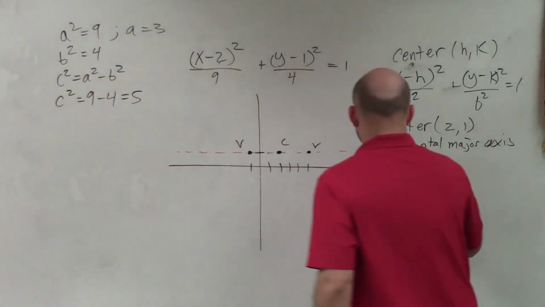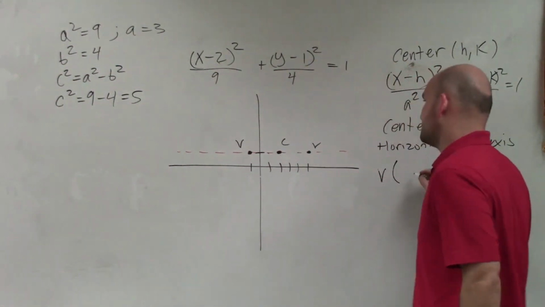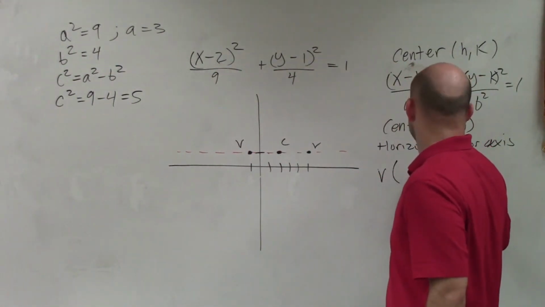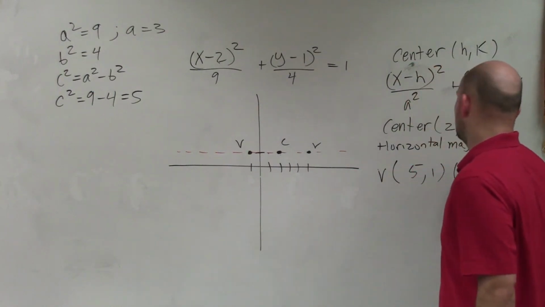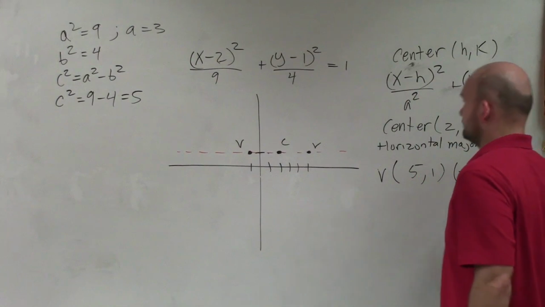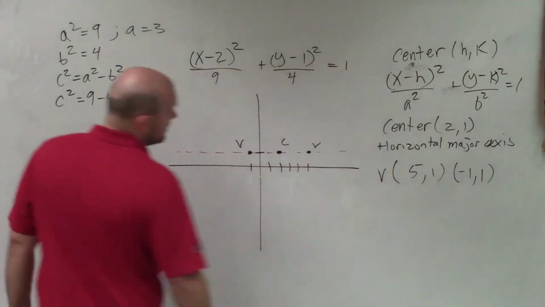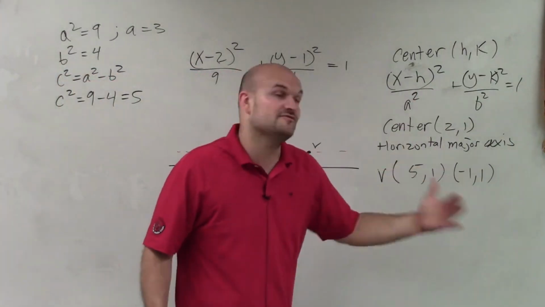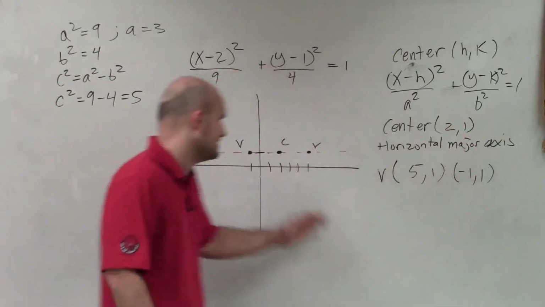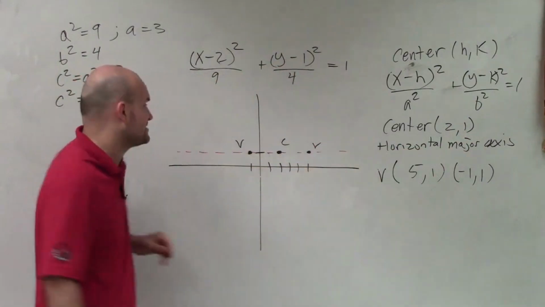So my vertices are now at (5, 1) and (-1, 1). All right. And one thing that's very important is notice that the center, the vertices, as well as the foci are all going to have the same y coordinates because they all lie on that major axis.